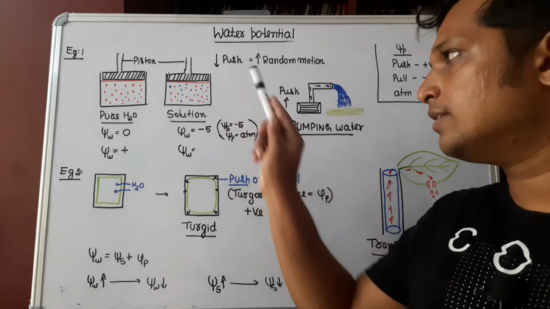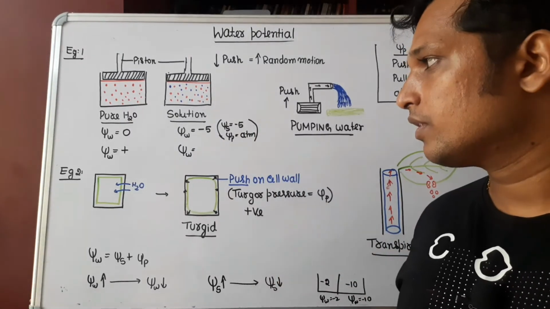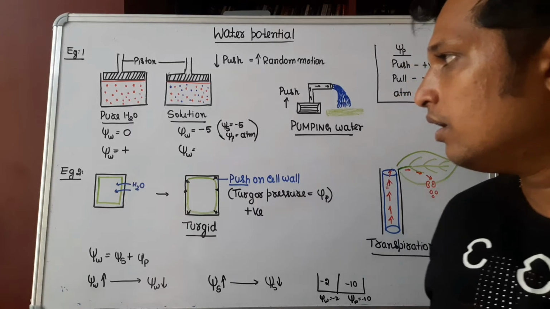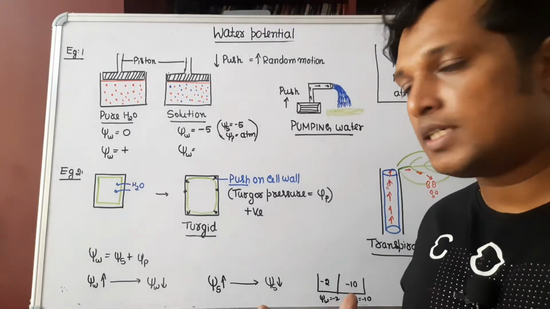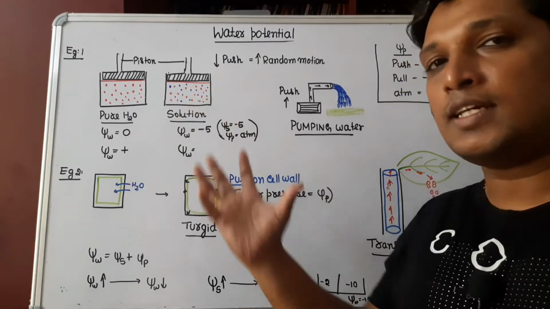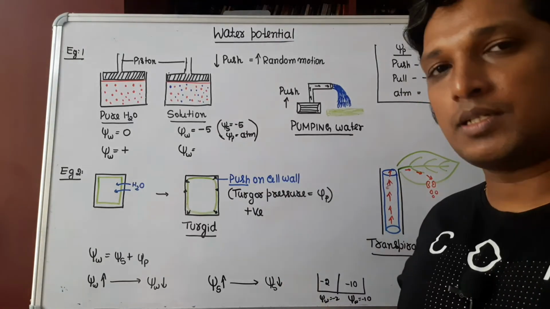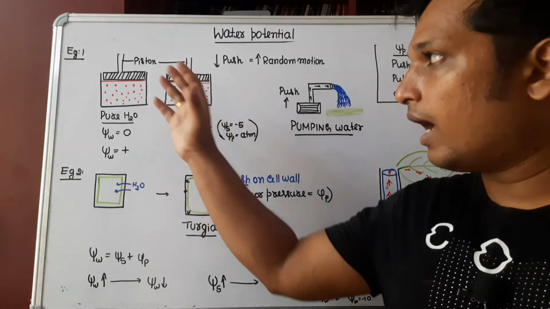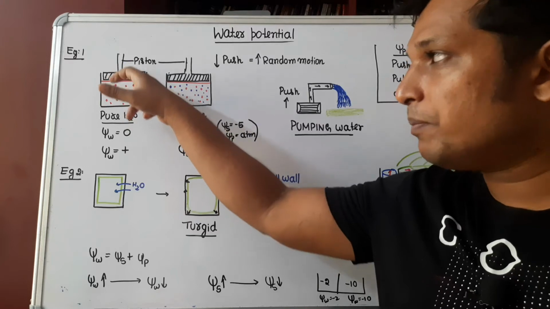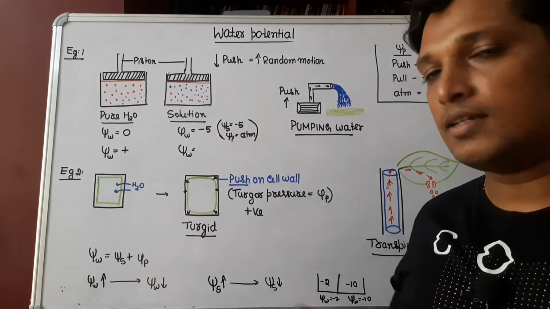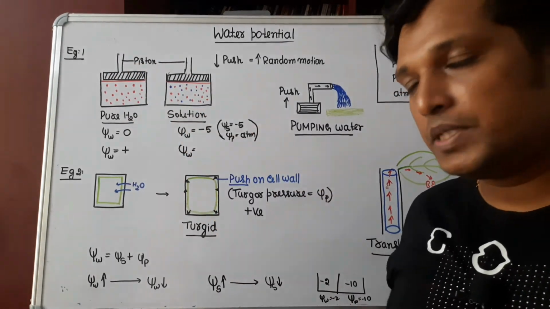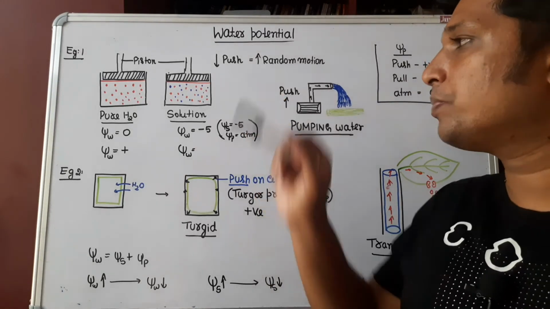Pressure is atmospheric pressure. Now, what is the pressure potential here? Now consider it is in atmospheric pressure. Now I will apply external pressure to both the containers using a piston. The piston applies a push pressure.